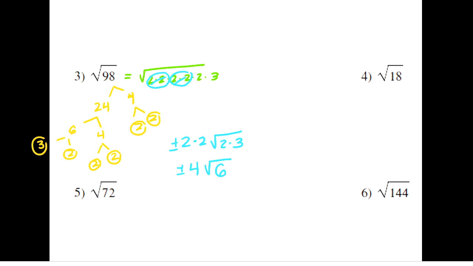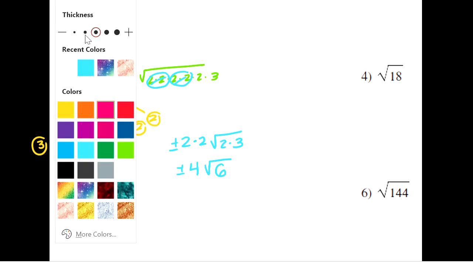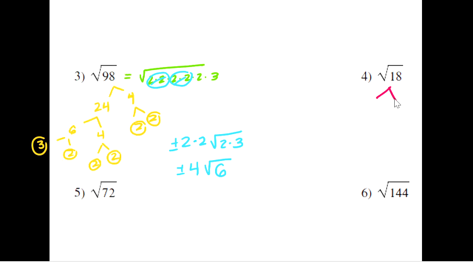On number 4, we've got the square root of 18. That square root of 18, ooh, I still have a big pen on that one, so let's switch that pen down to a smaller one. That square root of 18 will be a 9 times 2. The 2 can't go any further, so we'll go ahead and circle it. The 9 can become a 3 times 3. The square root of 18 can be rewritten as the square root of 3 times 3 times 2.